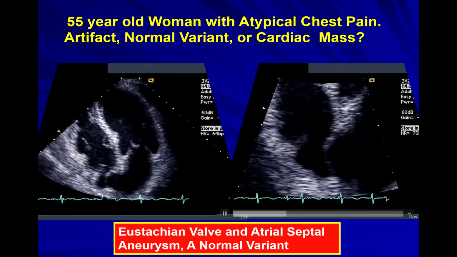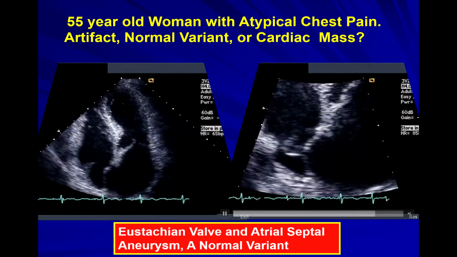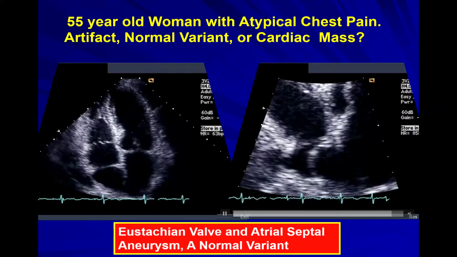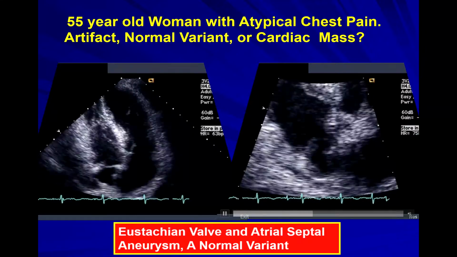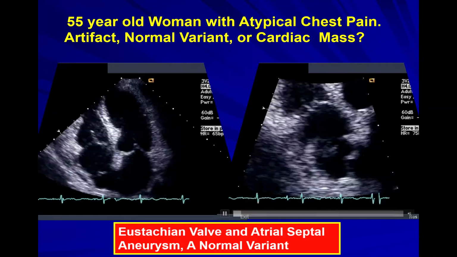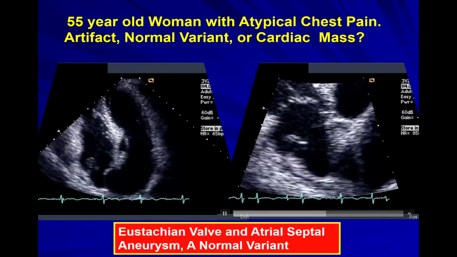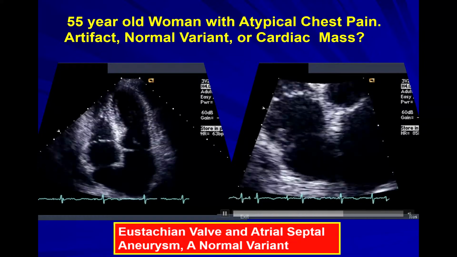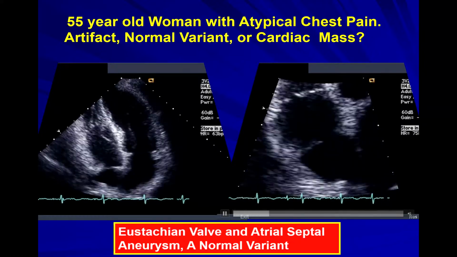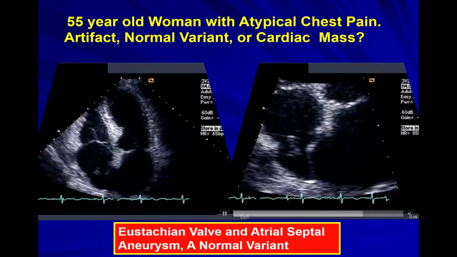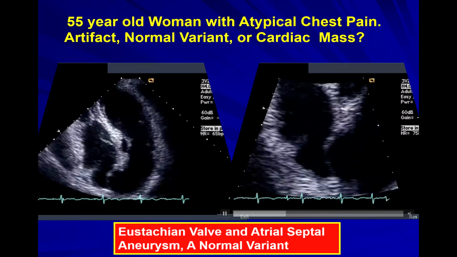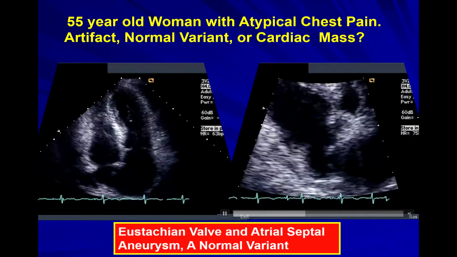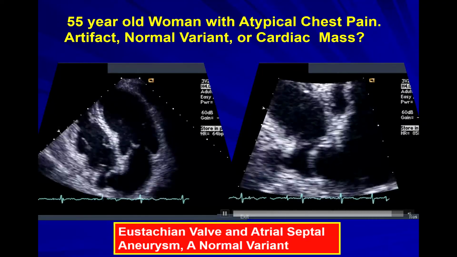So this is a 55-year-old woman who came with atypical chest pain. You can see her mass. It's very mobile. It's in the right atrium. You can also see that the interatrial septum looks like a jump rope. So that is a classic interatrial septal aneurysm. And when you zoom up, it's in the classic location for a Chiari network. So this would be somebody who has normal variants, and the only concern here is there's a slightly increased incidence for patent foramen ovale in patients who have interatrial septal aneurysms.